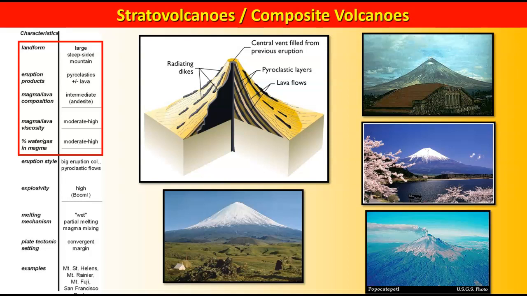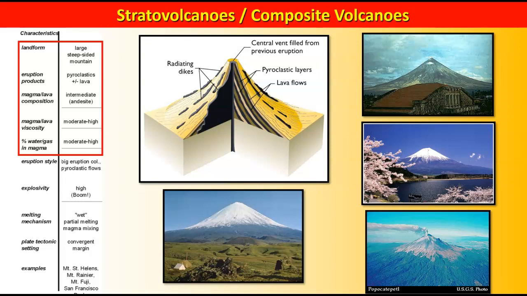Okay, here's the big one, the one that you hear about the most, the one that we're concerned about the most. These are the intermediate type volcanoes. Okay, so these are stratovolcanoes is a term, or composite volcanoes. Either one is acceptable and they are used interchangeably. This is Mount St. Helens. This is most of the Cascade Range volcanoes.